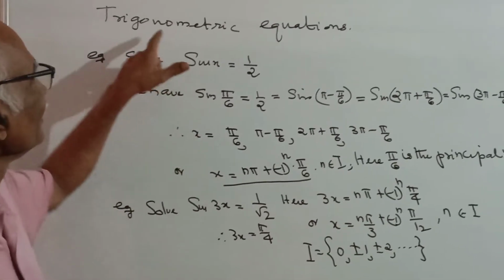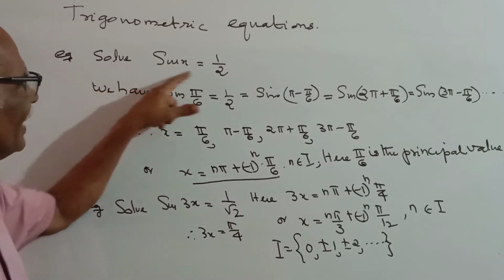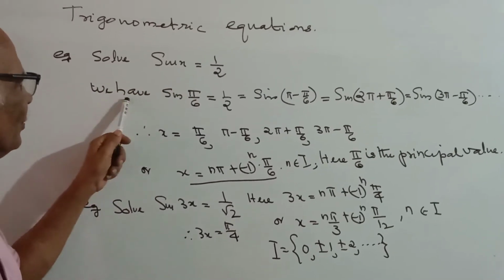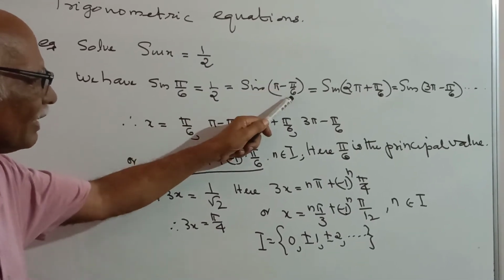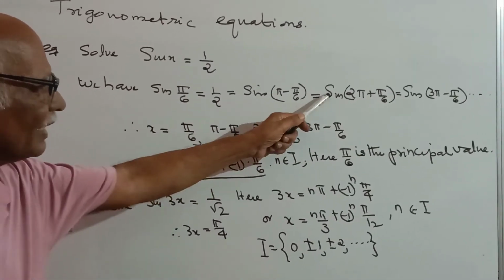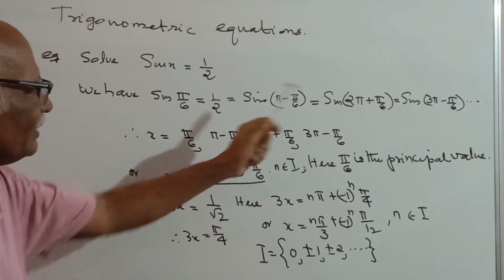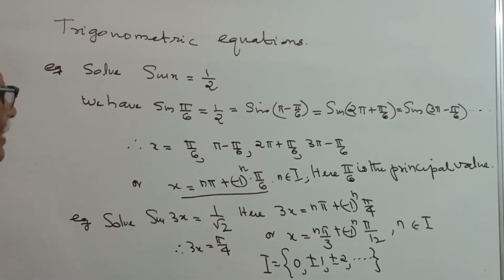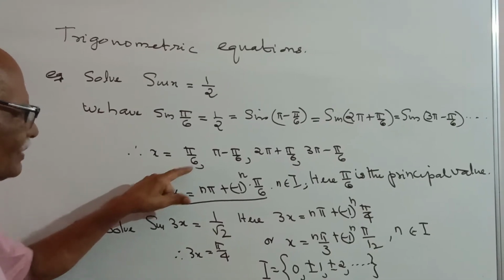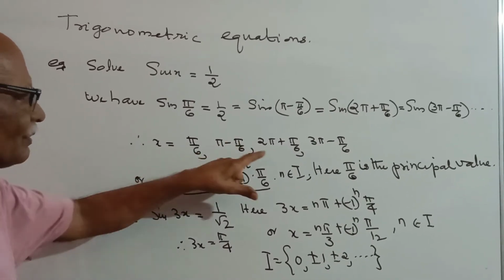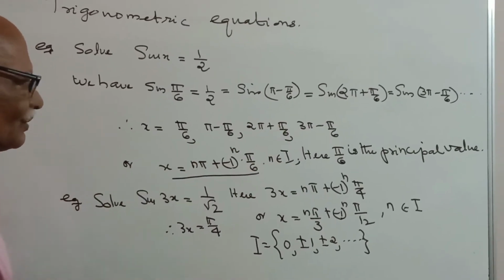Now we consider trigonometric equations. For example, solve sin x = 1 by 2. We know sin(pi by 6) is 1 by 2. Sin(pi minus pi by 6) is 1 by 2. Sin(2 pi plus pi by 6) is 1 by 2. Sin(3 pi minus pi by 6) is 1 by 2. So you can see so many values of x are coming. So x will be either pi by 6, or pi minus pi by 6, or 2 pi plus pi by 6, or 3 pi minus pi by 6, etc.